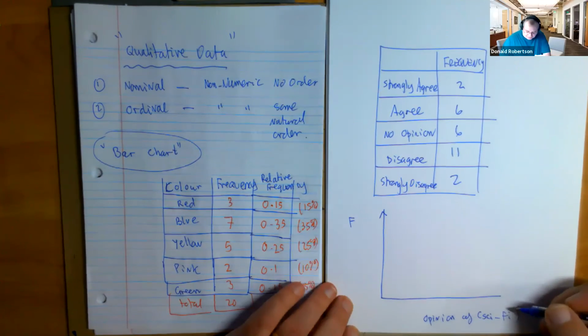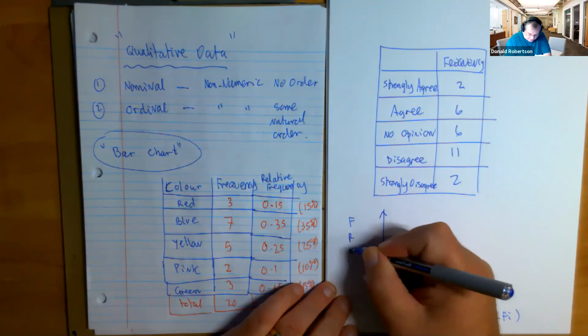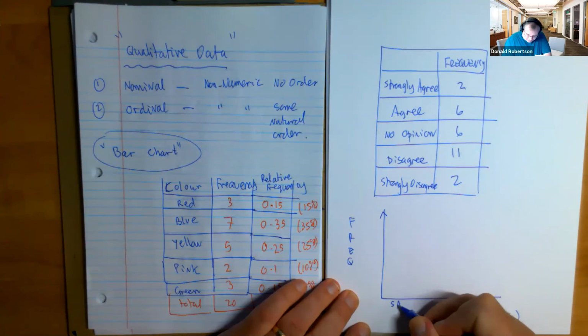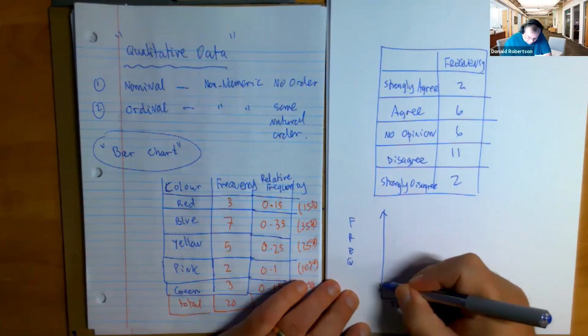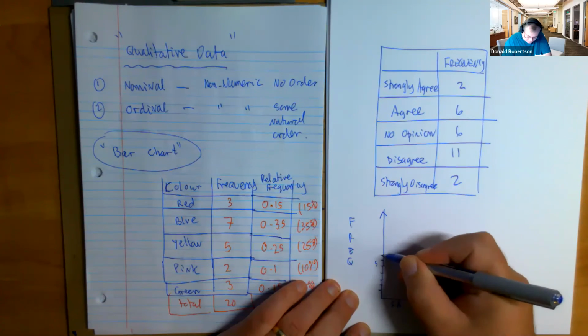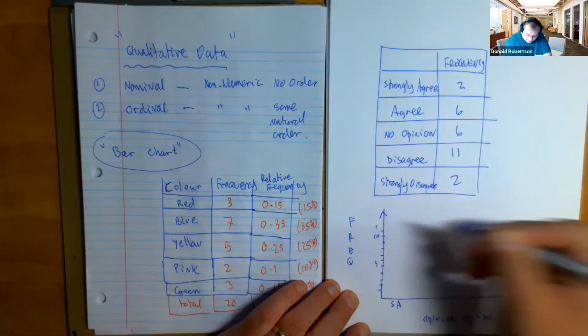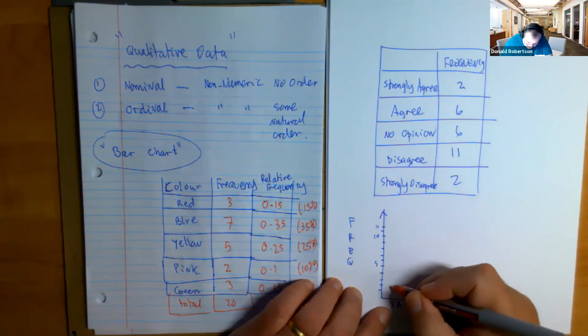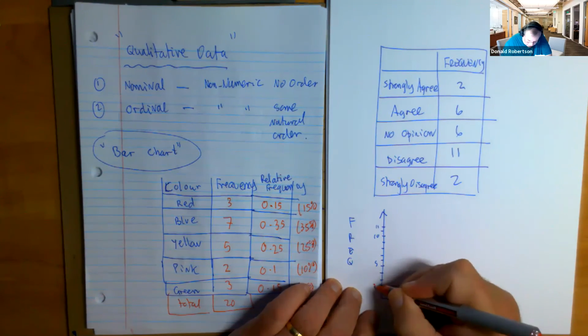So we have opinion of sci-fi, and then we have frequency. And you have strongly agree, which is what I'm doing first. So 1, 2, 3, 4, 5, 6, 7, 8, 9, 10, there's 11. So strongly agree, 2.